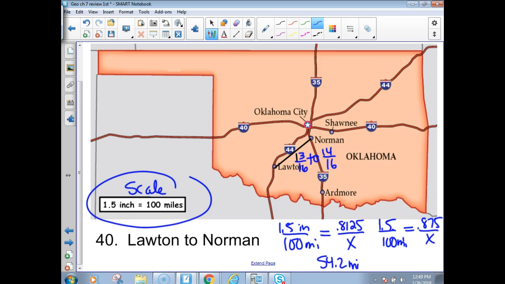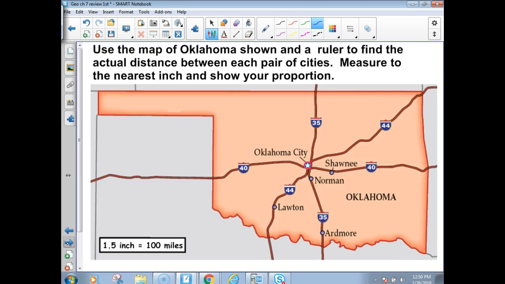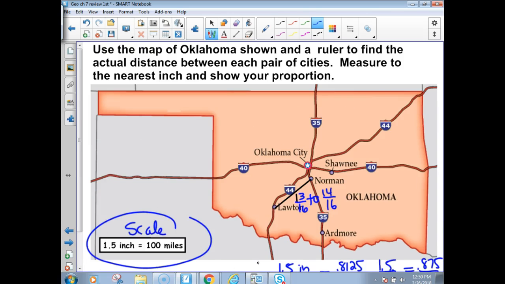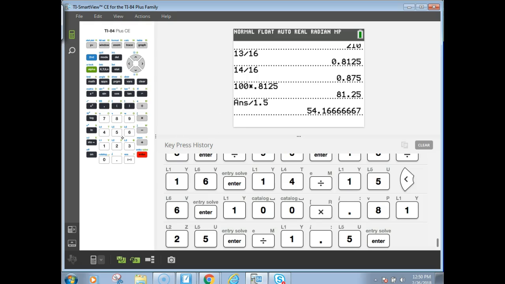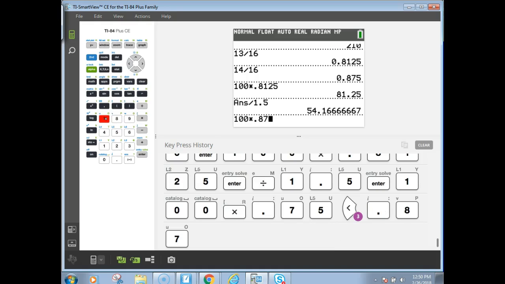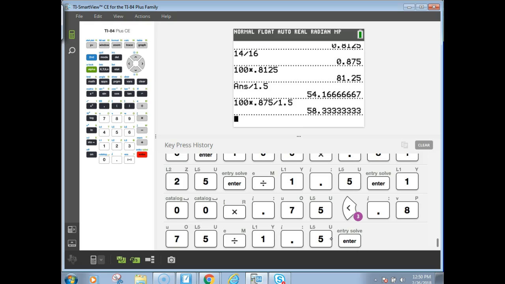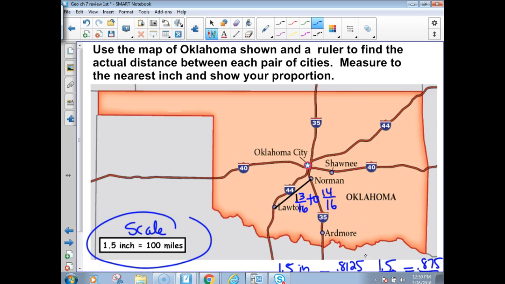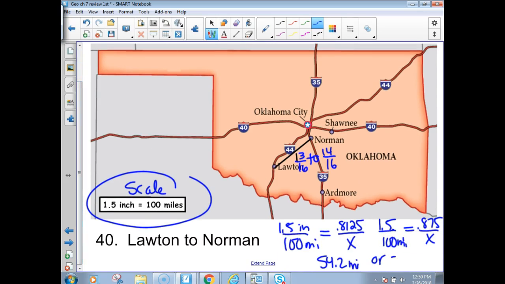If I use the 13 sixteenths. If you use the 14 sixteenths, then let's see, 100 times 0.875, and you would divide that by 1.5. You can type this all at once if you like. Cross products, 58.3. So I would have given credit for either of these, even though they are considerably different in the end, but it was between on our ruler.